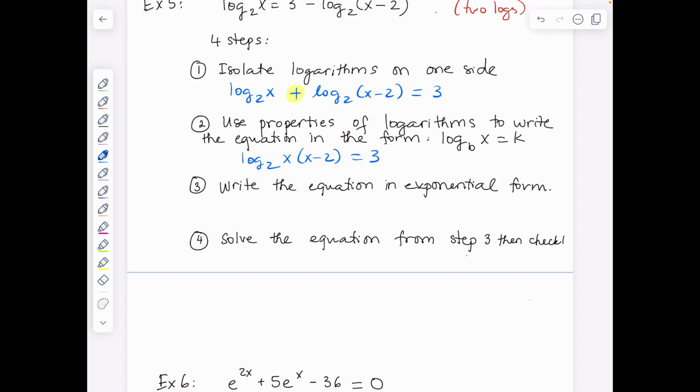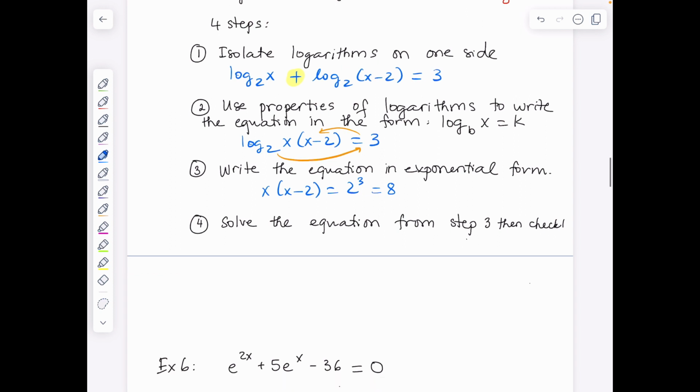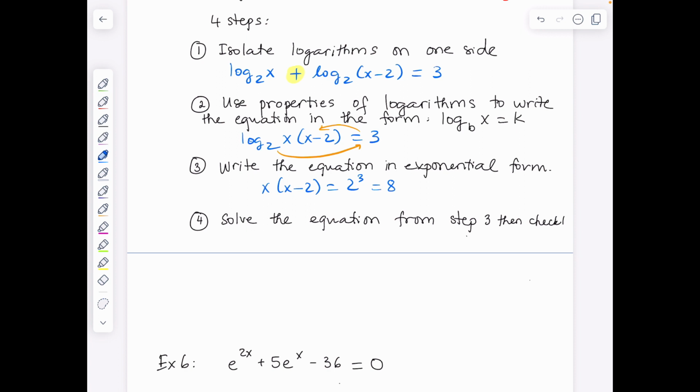Step 3, write the equation in exponential form. So that's going to be 2 cubed is equal to x times x minus 2. So x times x minus 2 is equal to 2 cubed, or 8. Step 4, solve the equation from step 3, then check. From the equation in step 3, we can distribute the x, so we have x squared minus 2x is equal to 8. Move 8 over.